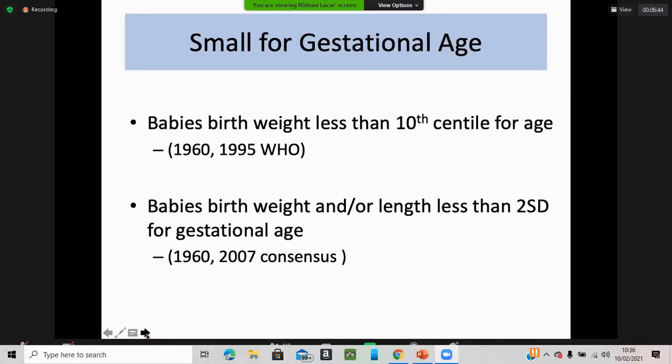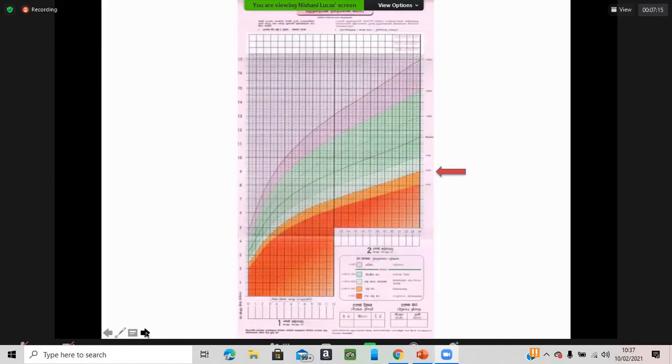Right? So this word small for gestational age, we'll explain it better. Small for gestational age means babies whose birth weight are less than the 10th centile for age. Right? And so there are two definitions for this. Or baby's birth weight or length less than 2 SD for gestational age. So you can see that is the more recent definition. Why is that more important? Because the current growth charts we are using now have SDs but not centiles. Now the 2 SD line is this line, right?